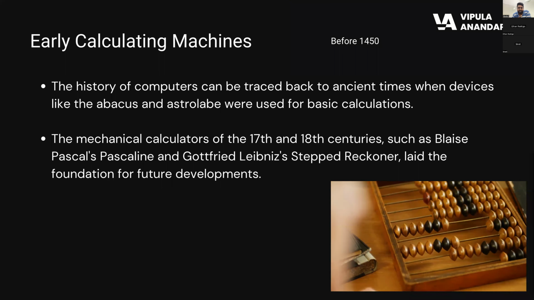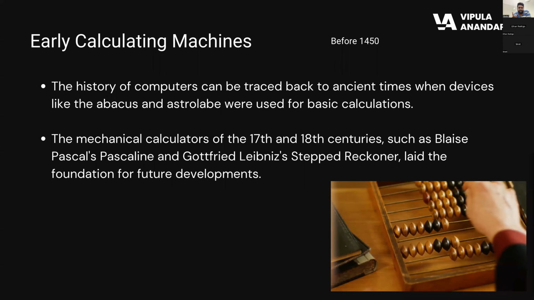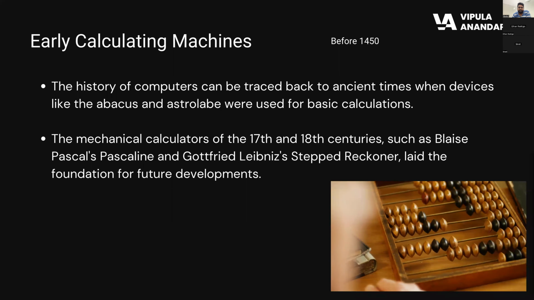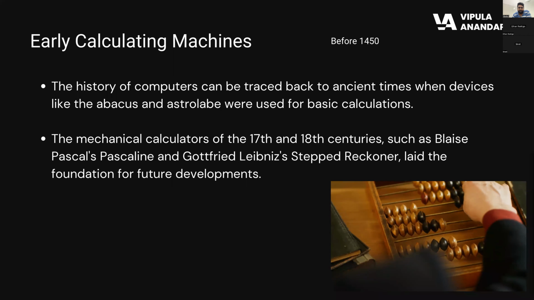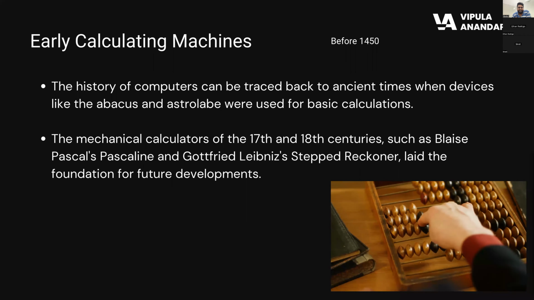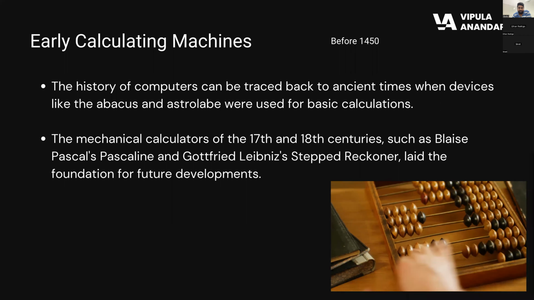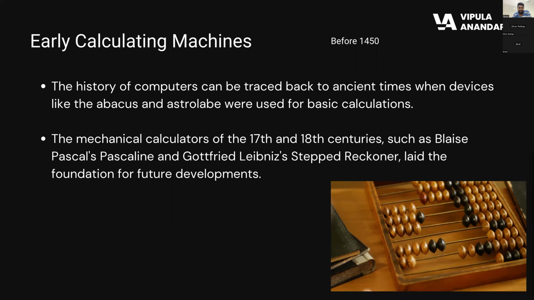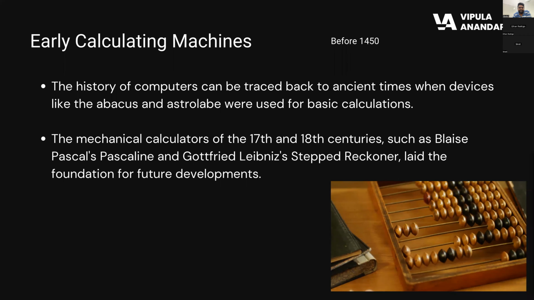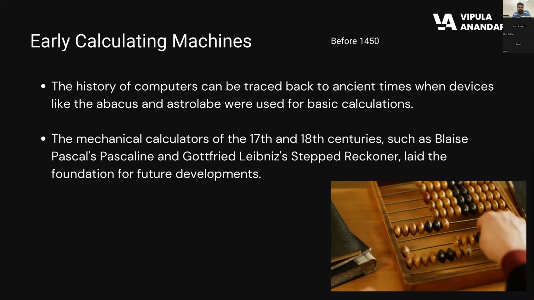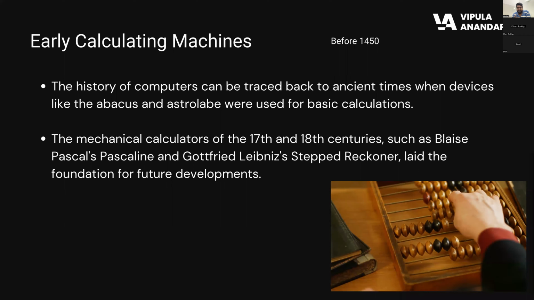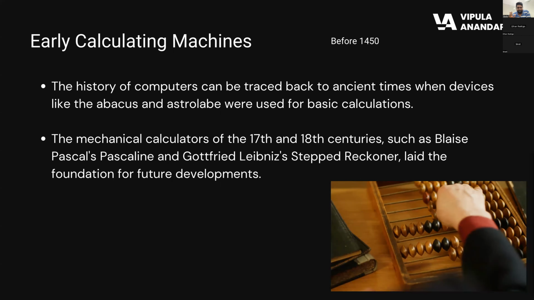So you move the beads according to the number of items you want to calculate, and then you count the number of beads, and that means you will be able to perform the calculation. This is basically the earliest stage we can track back, where we had the most basic computing device with which we were able to do some calculations. This is like before 1450. So it's a long time before.